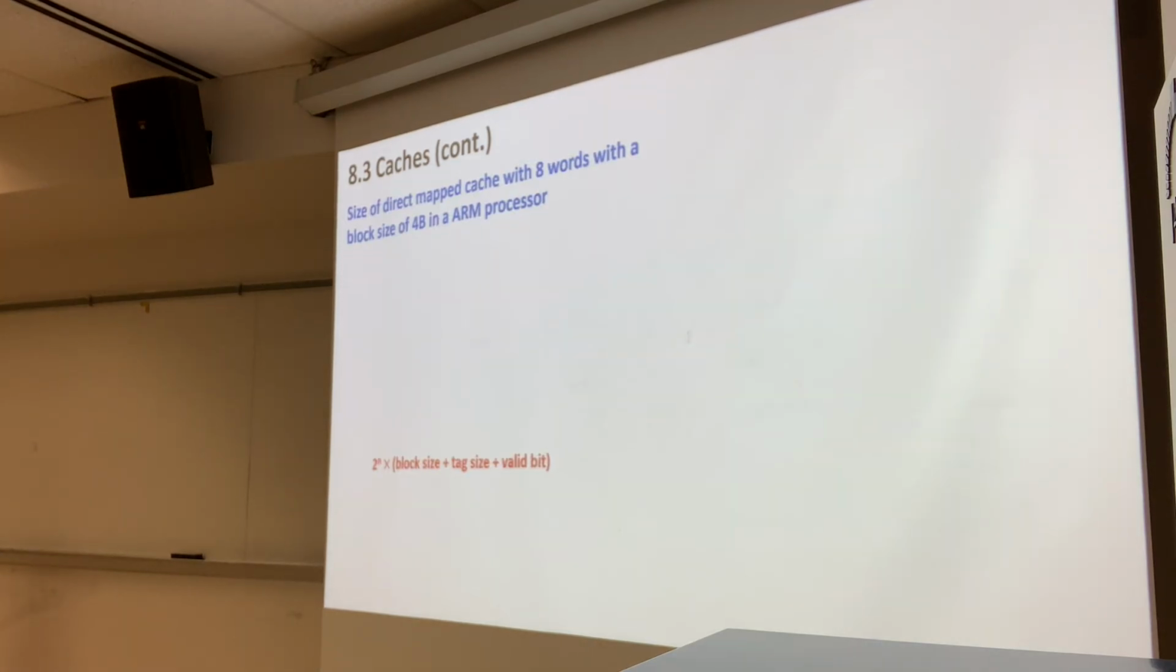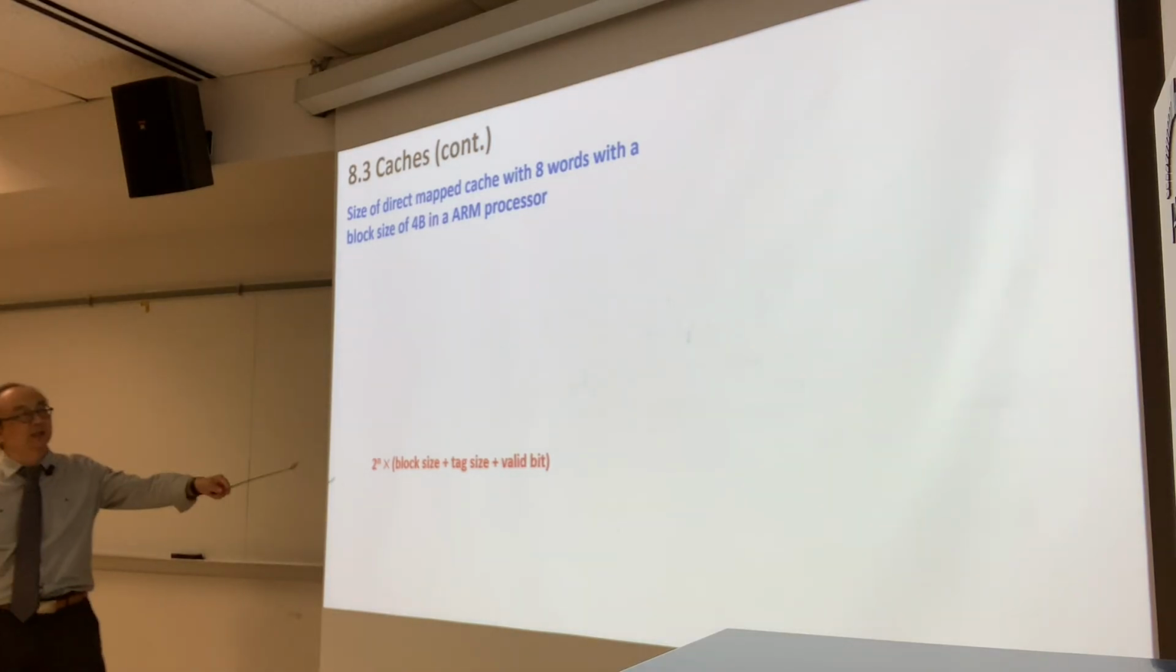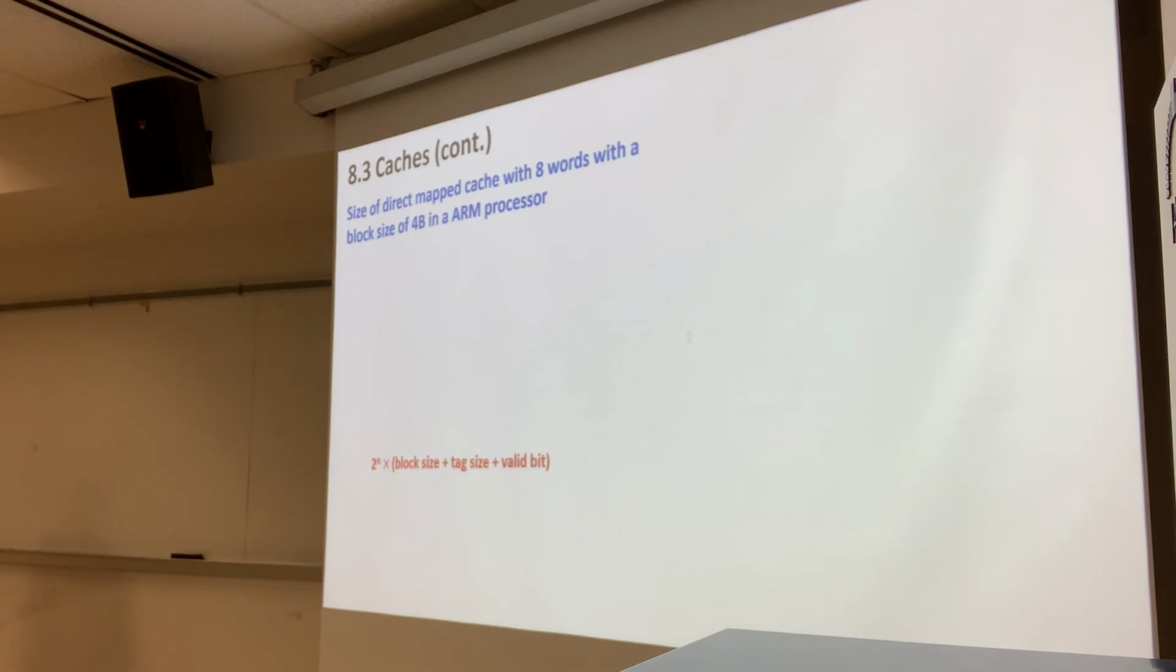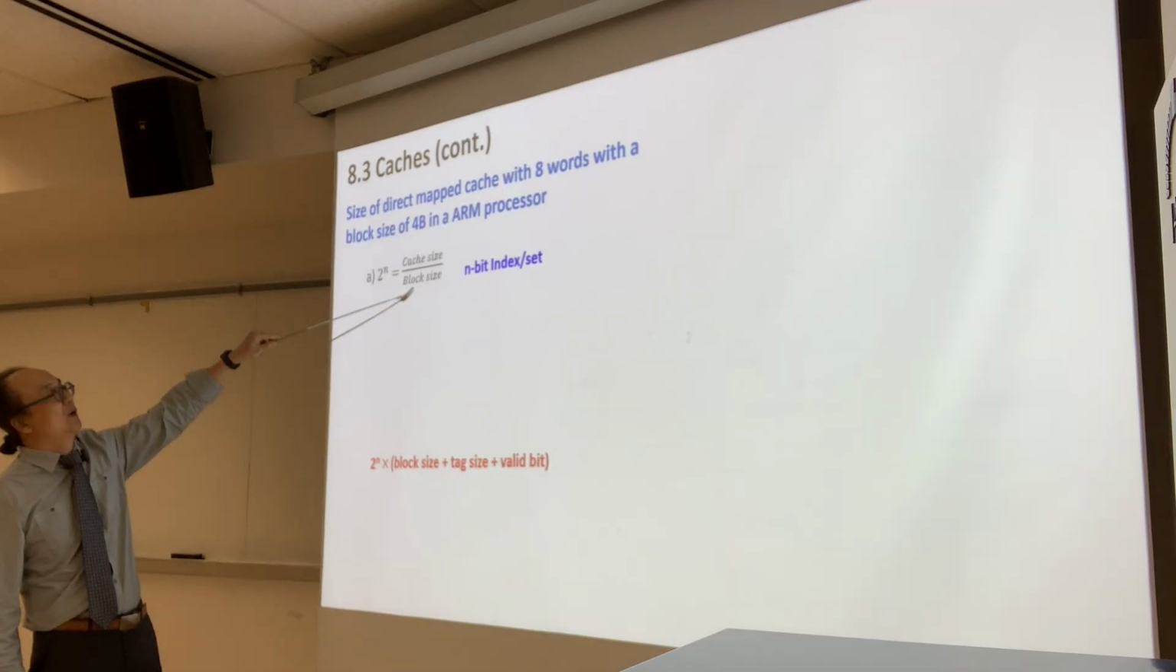Let's do this. Copy this down. Size of a direct mapped cache with 8 words with a block size of 4 bytes in an ARM processor. So we need this. Let's figure out the size of this cache. The first thing, 2 to the n equals the cache size over block size.